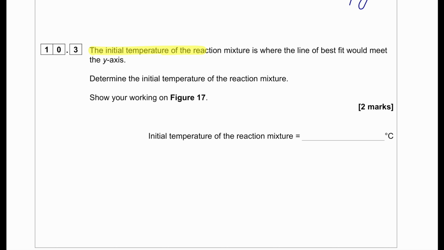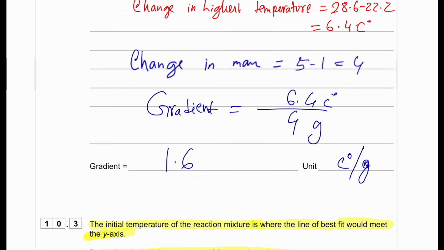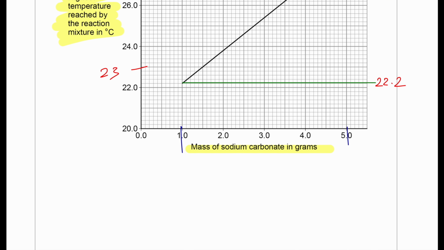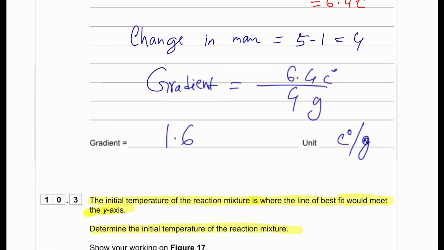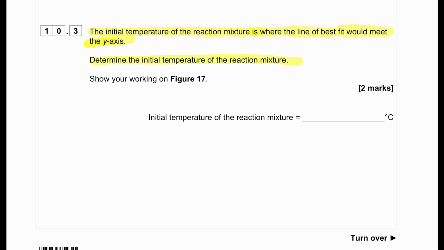The initial temperature of the reaction mixture is where the line of best fit would meet the y-axis. Determine the initial temperature of the reaction mixture. To determine it, we just have to extend the line and meet the axis. So we can see it's 20.6. So 20.6.